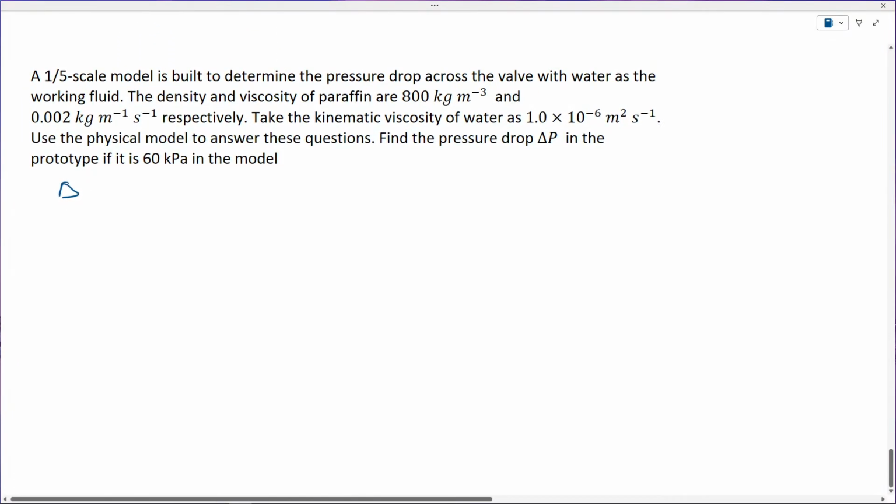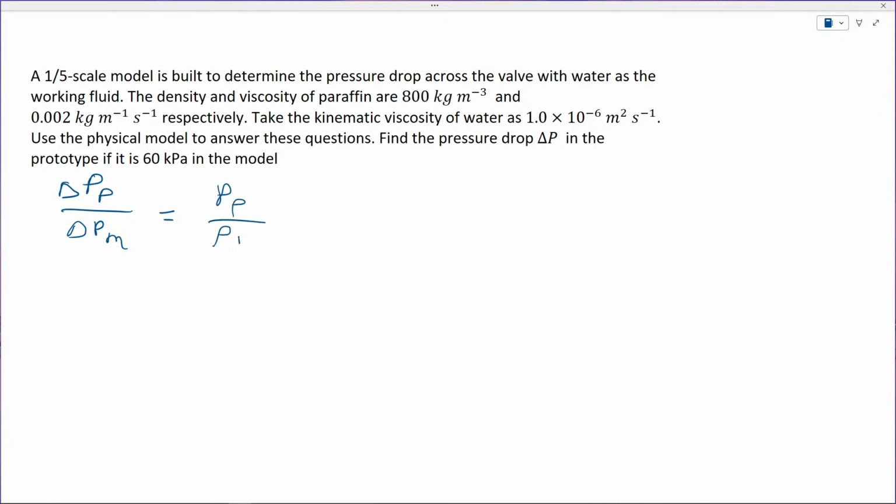So that's dP over dm, that is rho p over rho m, vp over vm squared. We know this already. We know this guy in the prototype is 8 and that's 210. And we know that in the prototype that's 3 to 6, and this is squared.